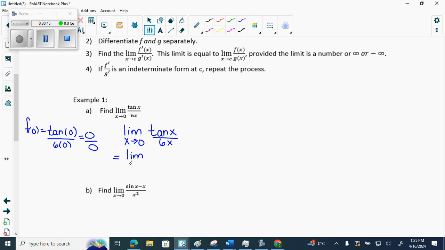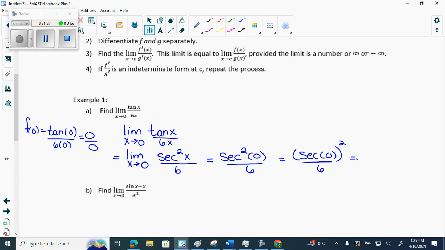So our next step, after rewriting the question, is doing the derivative of the numerator and then the derivative of the denominator. So what's the derivative of tan x? Secant squared x. And what's the derivative of 6x? 6. So now, am I going to have a 0 in my denominator? No, because I have a 6, correct? So now can I plug in? Yes. I get secant squared of 0 over 6. And just so you know, secant squared of 0 is the same as writing secant of 0, squared. Secant of 0 is the same as cos of 0 flipped. What's cos at 0? 1. What's 1 flipped? 1. It's crazy. So I'm going to get 1 over 6.